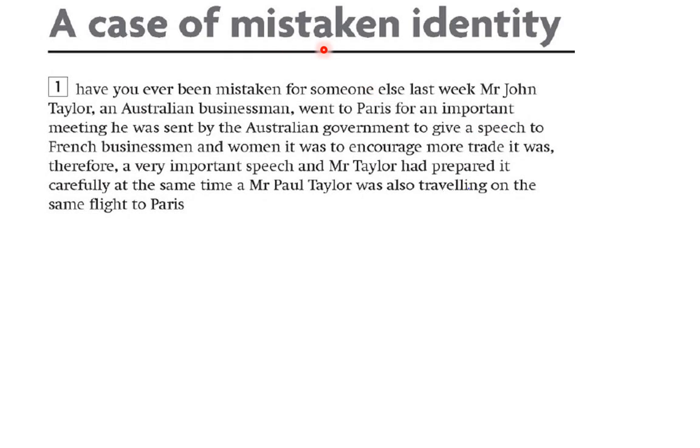A case of mistaken identity. Have you ever been mistaken for someone else last week, Mr. John Taylor, an Australian businessman, went to Paris for an important meeting. He was sent by the Australian government to give a speech to French businessmen and women. It was to encourage more trade. It was therefore a very important speech, and Mr. Taylor had prepared it carefully. At the same time, Mr. Powell Taylor was also traveling on the same flight to Paris.